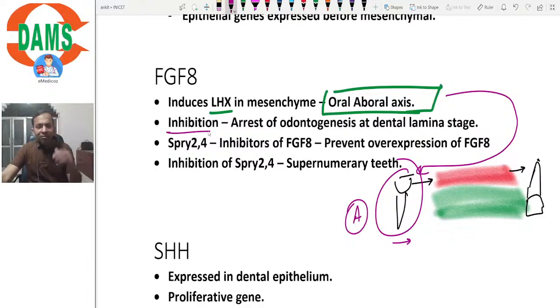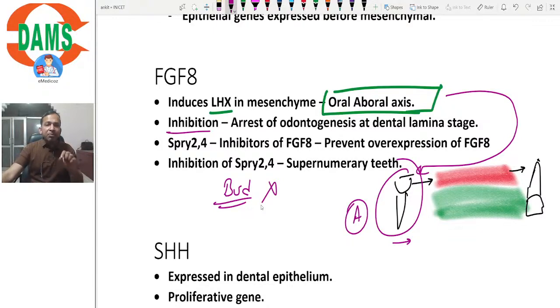So if FGF8 is inhibited, just considering the oral aboral axis, what will happen? First of all, the teeth might get impacted because their orientation would not be properly aligned. Secondly, the tooth formation or the odontogenesis itself will get inhibited at the dental lamina stage. So tooth bud formation will not take place, right? Tooth bud will not form if FGF8 is inhibited. It is proliferative, as we have seen, isn't it?